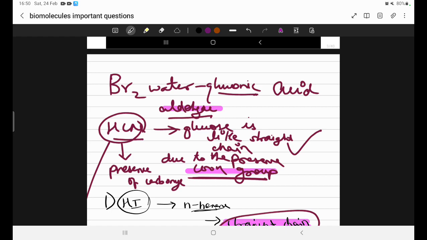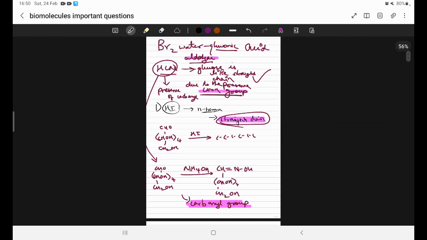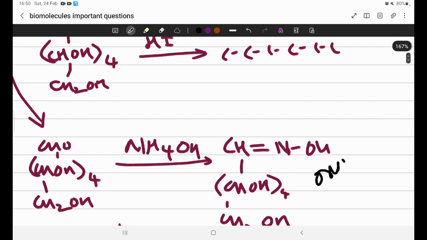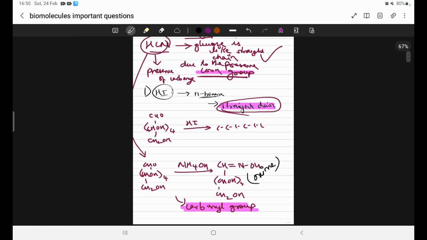That it contains an aldehyde group. Now imagine we need to show that there is a presence of carbonyl group. There are also two methods. One is HCN, one more is NH4OH, which will be used for the oxime thing. This is called oxime. Now what does this do? To show the presence of carbonyl group. Either you can use this or you can use this one.